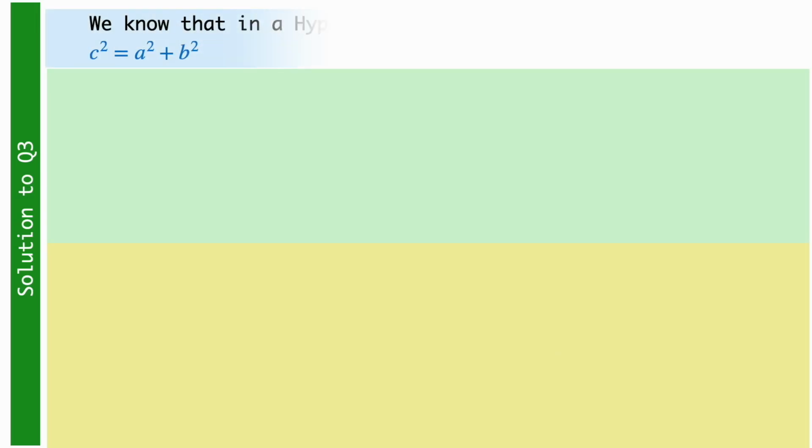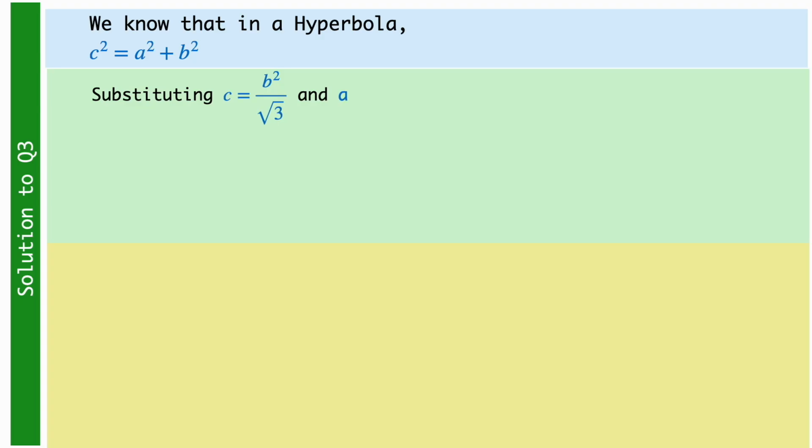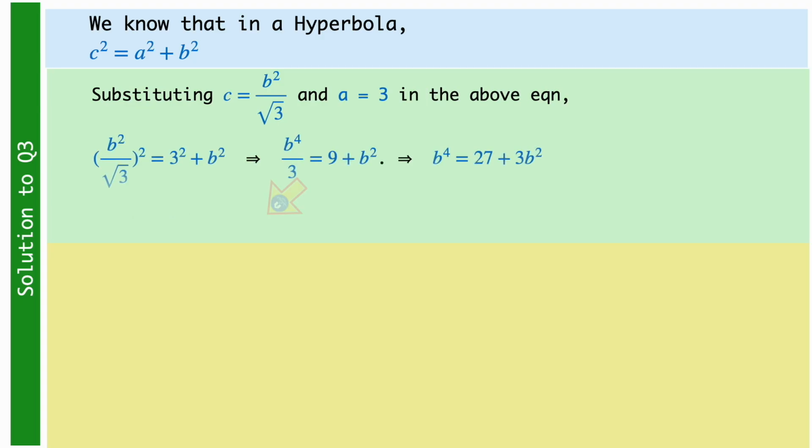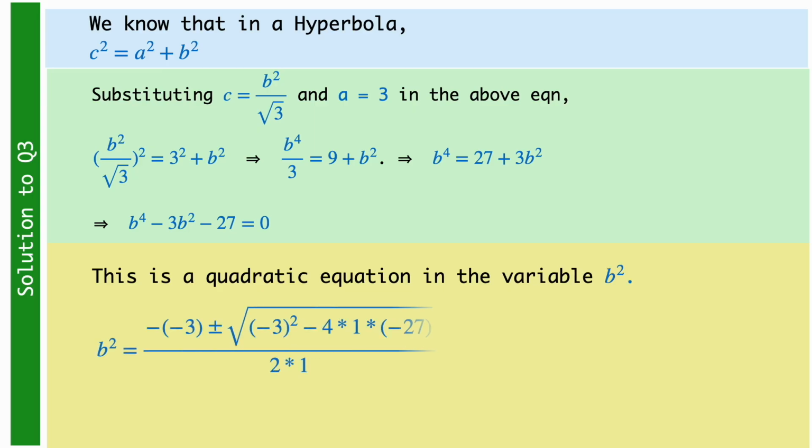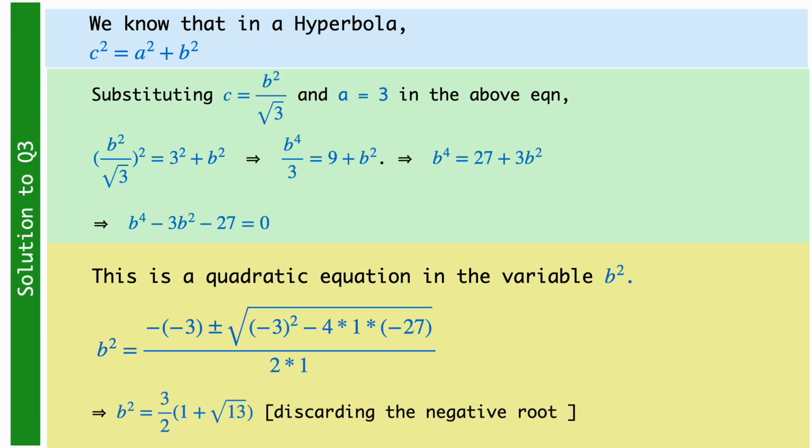We know that in a hyperbola c square equals a square plus b square. Substituting the values of c and a in this equation, we get b to the power 4 minus 3b square minus 27 equals 0. This is a quadratic equation in the variable b square. Solving it for the roots of b square, we get b square equals 3 upon 2, 1 plus root 13, discarding the negative root.